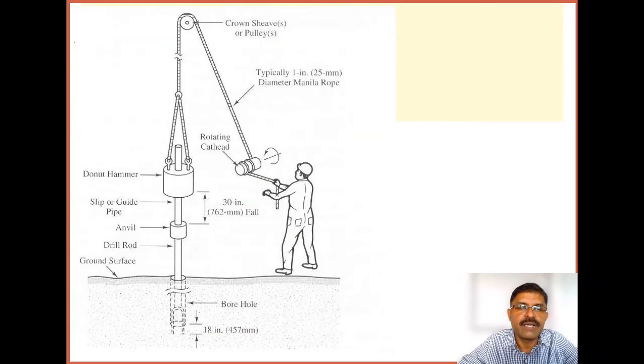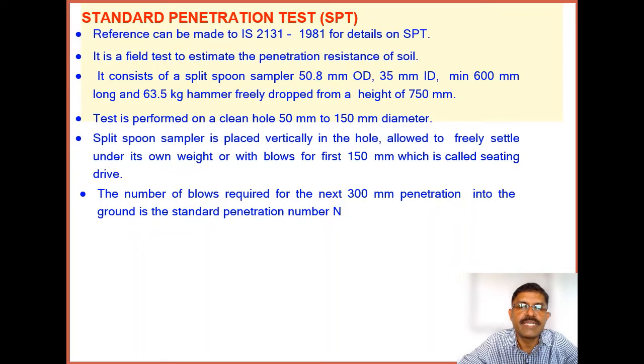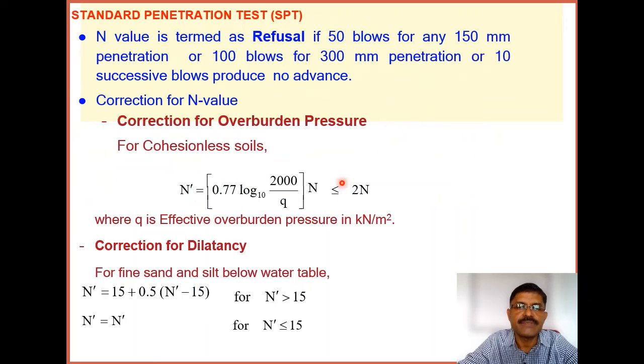This is another way, where it is operated manually. It is with respect to IS 2131 1981. The details are given in this Indian Standard Code, and this is the procedure adopted for doing the standard penetration test. And there are corrections also to be incorporated in the calculation of the final N value. N value is termed as refusal if 50 blows are required for any 150 millimeter penetration.